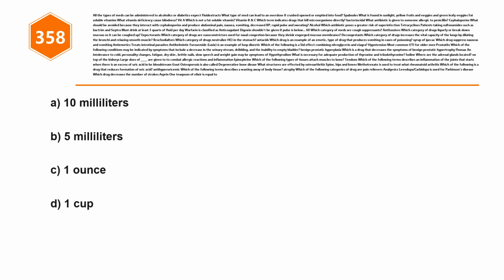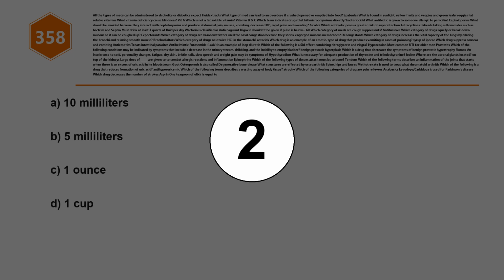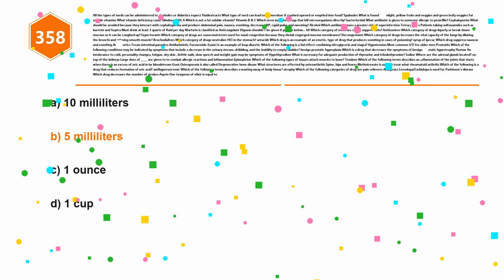One teaspoon of elixir is equal to: Option A, 10 milliliters. Option B, 5 milliliters. Option C, 1 ounce. Option D, 1 cup. The correct answer is option B, 5 milliliters.